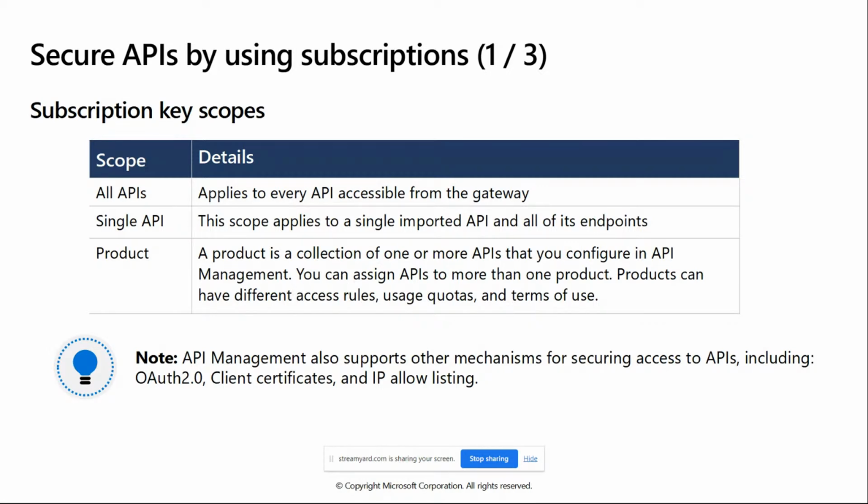Sorry, with the subscription key scope, what we can do is check whether it can access all APIs, or just a single API, or how the product should look. All these things are managed under the subscription scope itself.